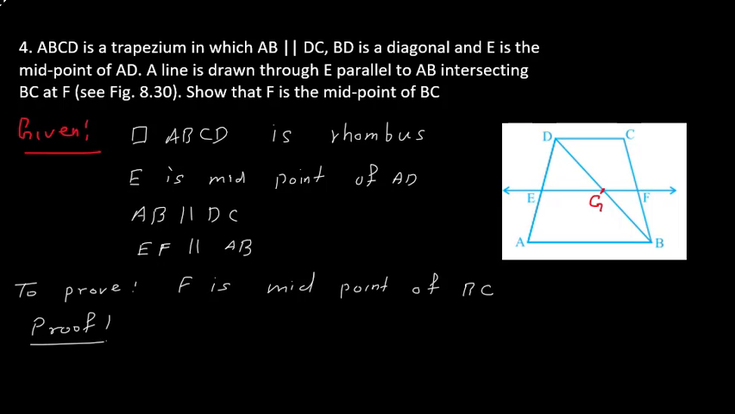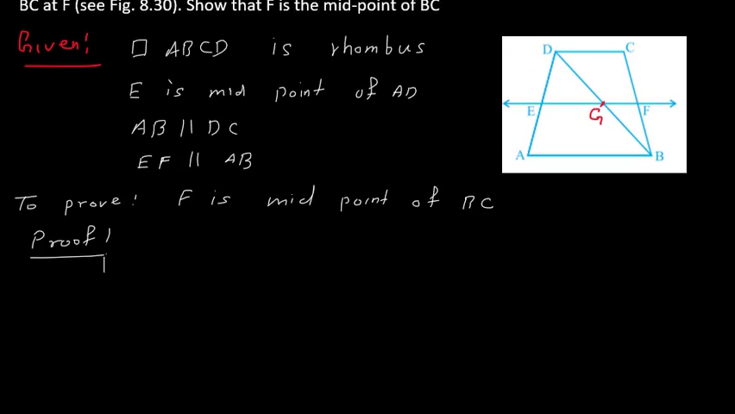Now, as AB is parallel to DC and EF is parallel to AB, EF will also be parallel to DC. As EF is parallel to DC, GF is parallel to DC. So again, in triangle BCD, G is the midpoint of BD and GF is parallel to DC. Therefore, by converse of midpoint theorem, F will be the midpoint of side BC. So this is what you have to do. Let us begin.